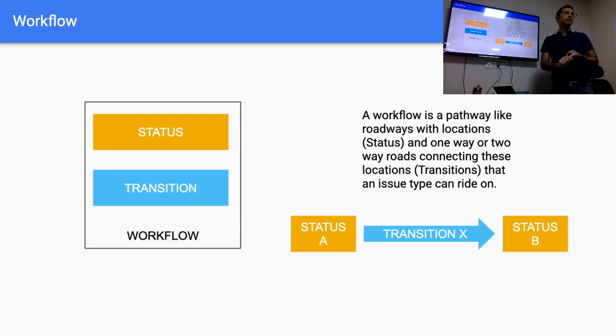So there are only two things basically in a workflow. When an issue goes from status A to status B, it goes through a transition X. Every pathway has a name and every status has a name. And the combination of such status and transition roadways is basically a workflow. Clear?